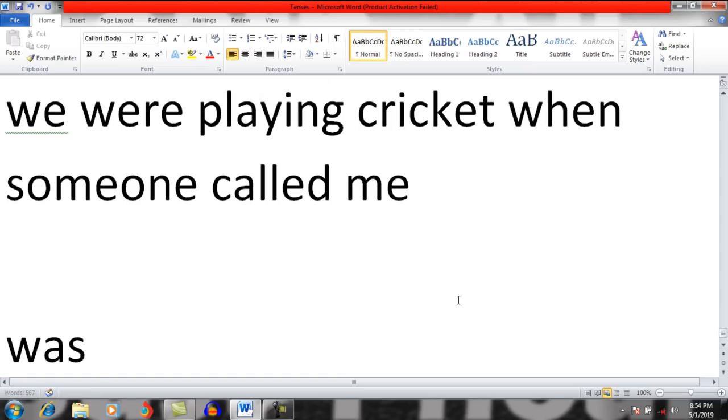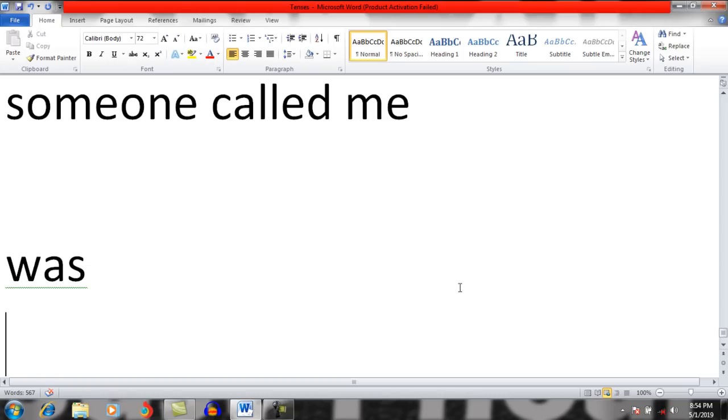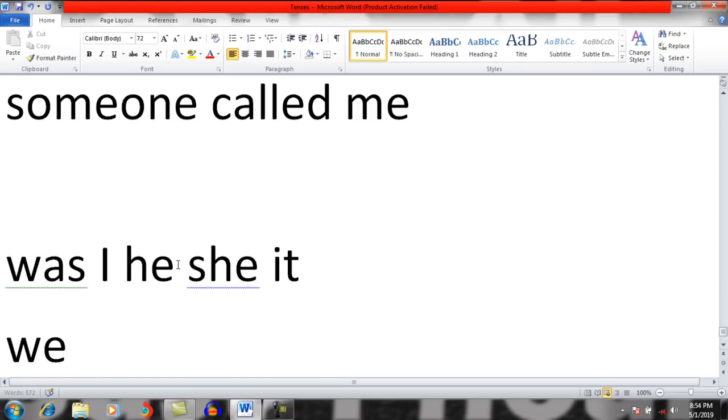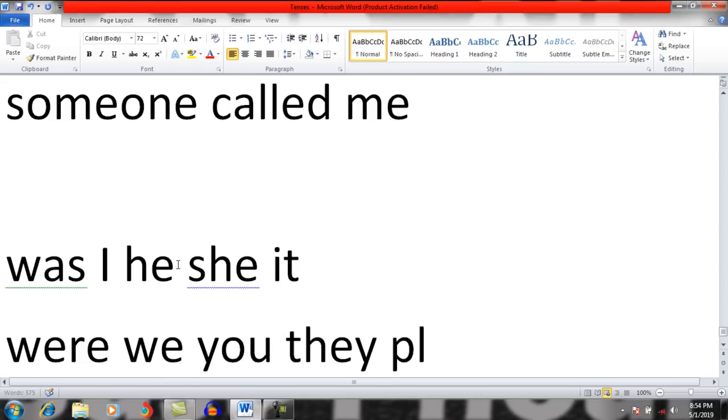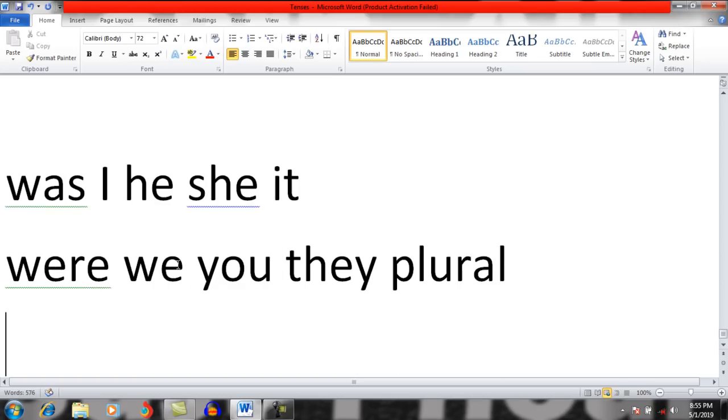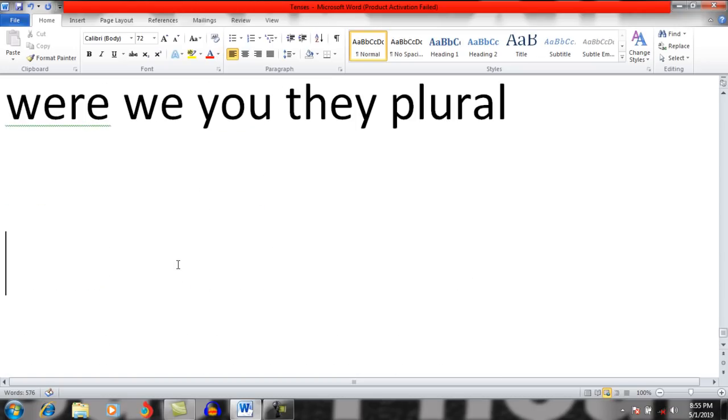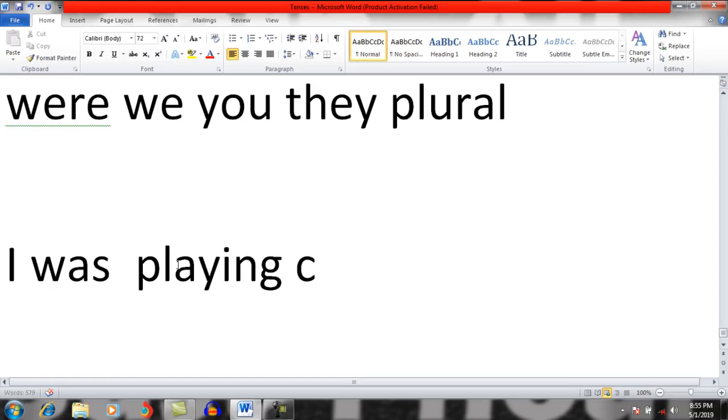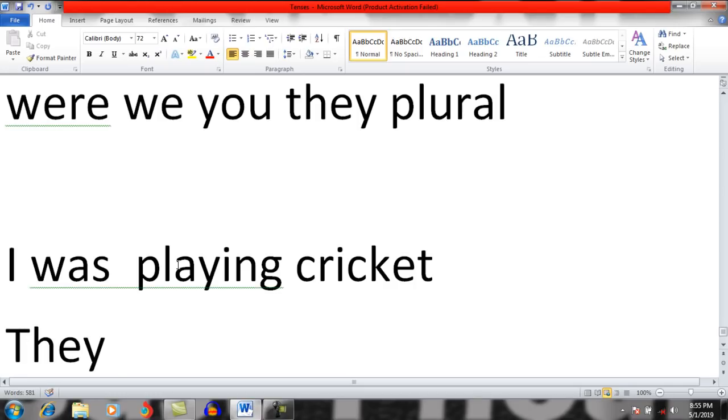We have two helping verbs here, was and were. Was we can use with I, he, she, it, and a singular noun. Were we can put with we, you, they, as well as with a plural noun. I'll not write it formally because I'm running short of time, so I'll just write: I was playing cricket. They were calling me.